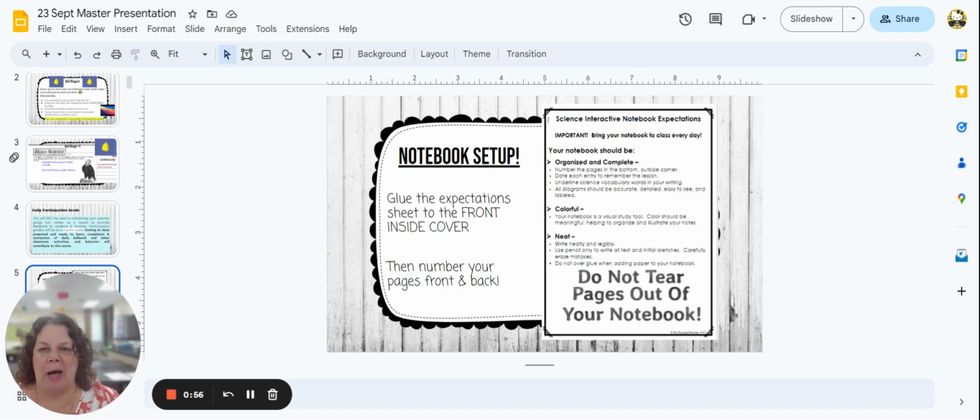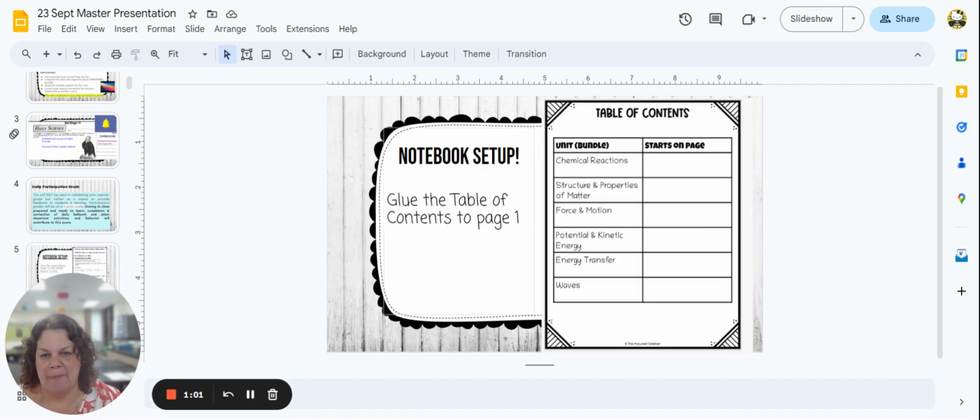And I would go through about 30 or 40 or so just to get yourselves kind of started for the school year. Then you'll want to cut out your table of contents and glue that onto page number 1. And so it lists our different units that we're working on this year. So they include things like chemical reactions, the structure and properties of matter, force and motion, potential and kinetic energy, energy transfer, and then waves. And then once we get to that unit, you'll write what page it starts on. And that's just a way to kind of keep us organized. Again, that's the table of contents, should be glued in to page number 1.